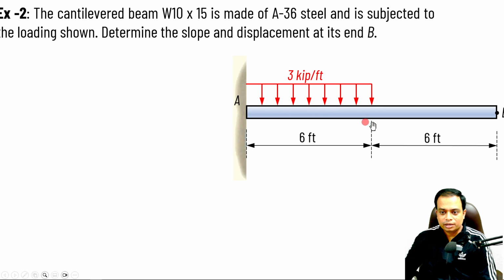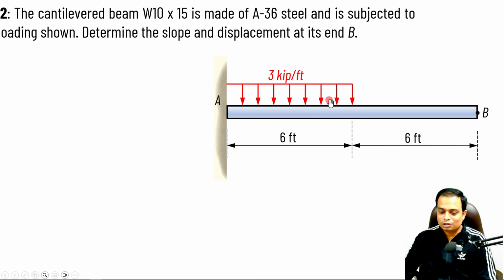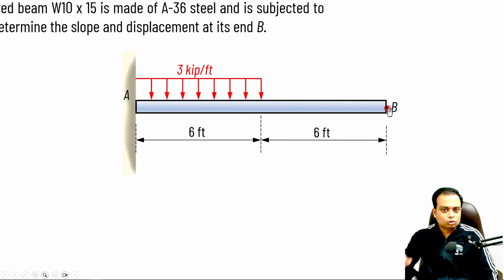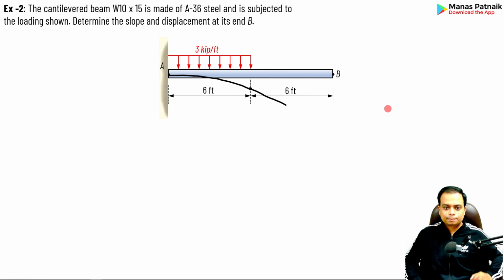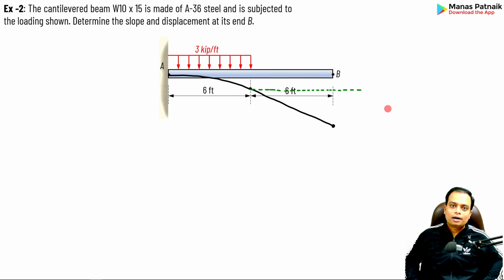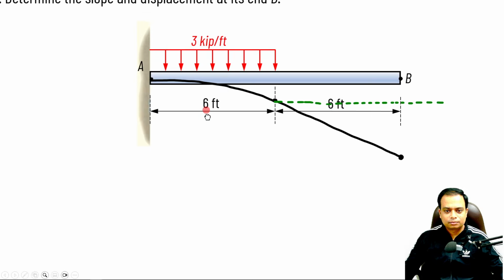It is subjected to the loading as shown. Okay, so there is just this uniformly distributed load. We need to determine the slope and displacement at its end B. It is at this very point we need to figure out the slope and displacement. How do you do this? So let me make the elastic curve. Have a look. What are your comments on this elastic curve? Have a look. Let me zoom in.